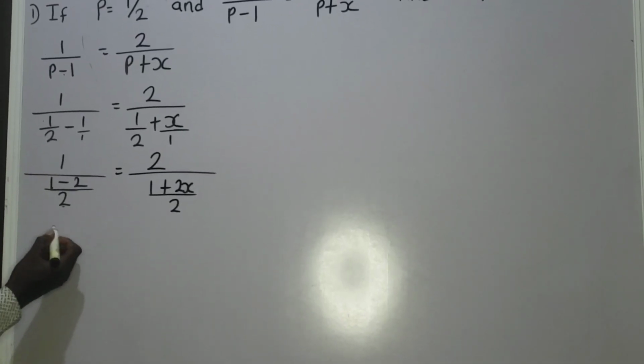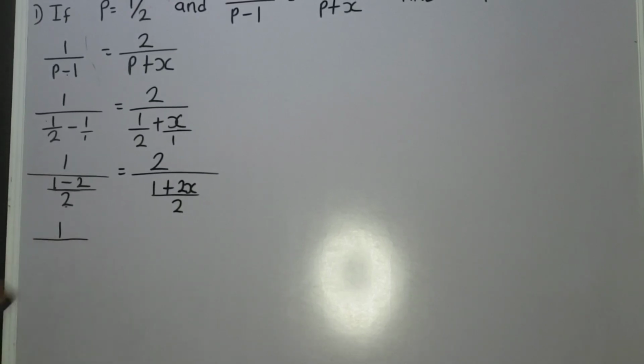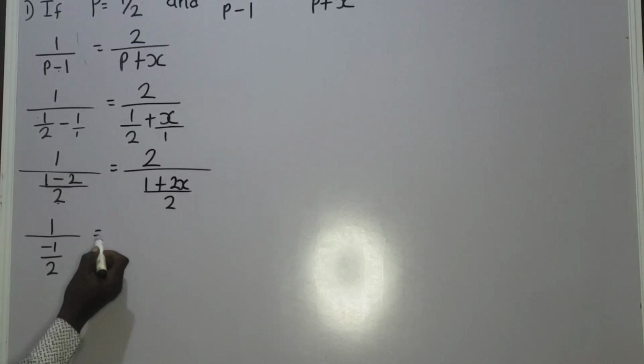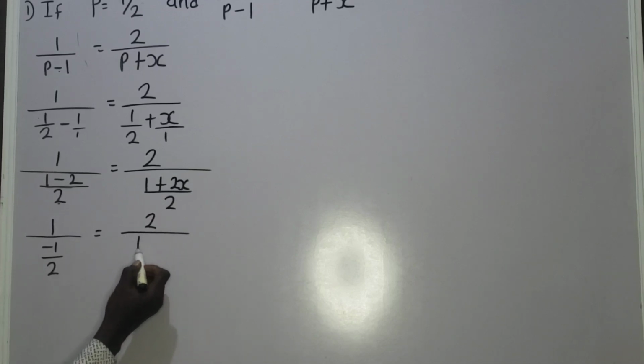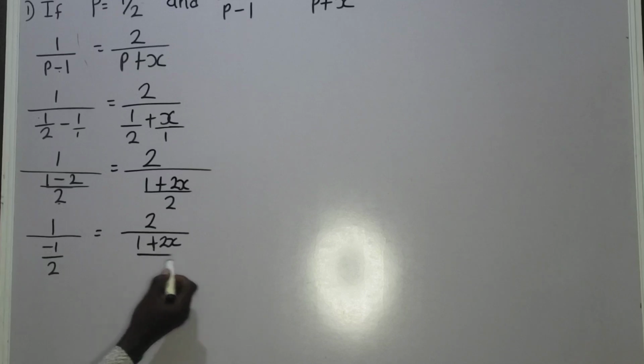For this, I'm going to have 1, which is this one, all over 1 minus 2. You understand? 1 minus 2 is negative 1. Do you understand? So for this, I'm going to have 1 over negative 1 all over 2. You understand? Okay, is equal to 2 all over 1 plus 2x all over 2.